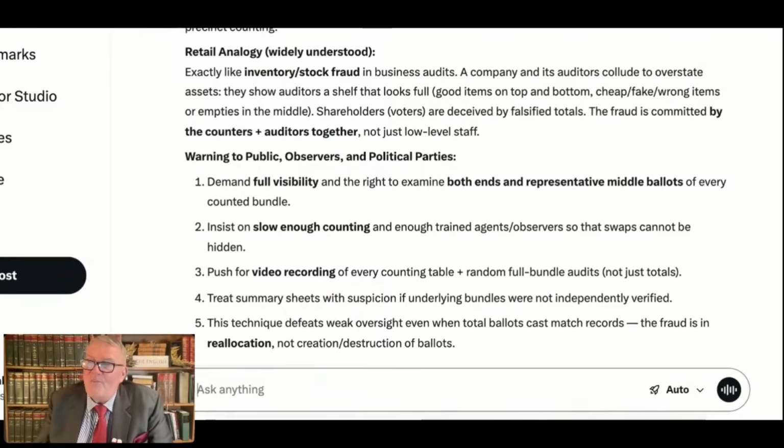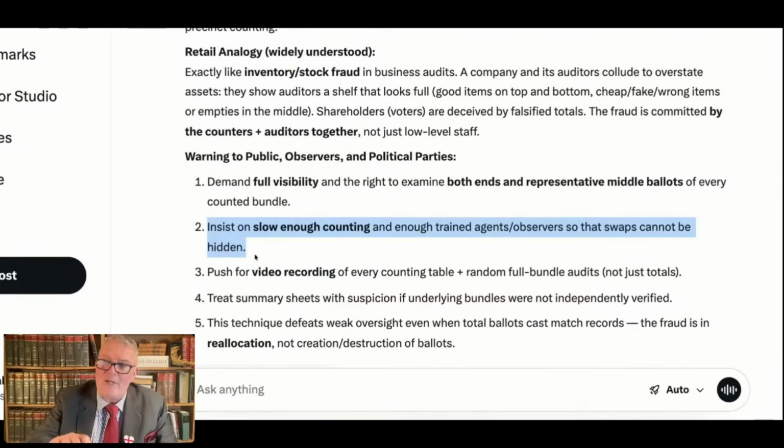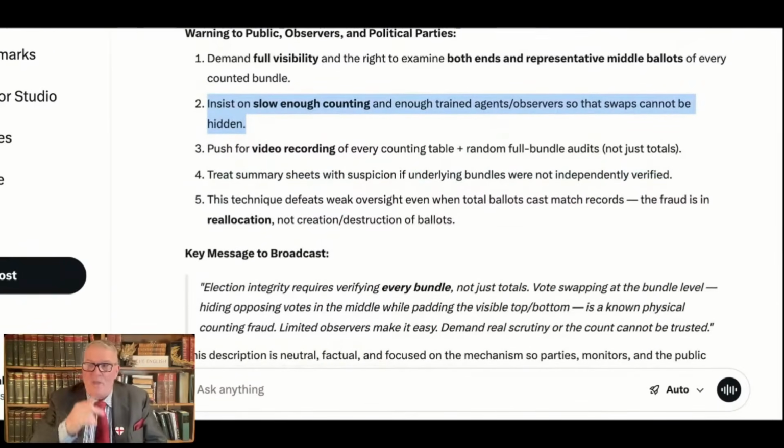Demand full visibility and the right to examine both ends and representative middle ballots of every counted bundle. Are you listening to this? Because this is important. Insist on slow enough counting and enough trained agents, observers, so that swaps cannot be hidden. Now, I just want to make sure that you understand this. You're only allowed to have 10, right? They do that for a reason.